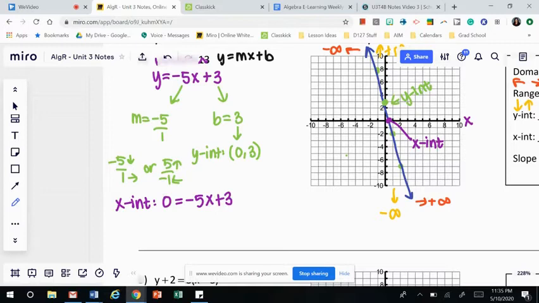So I'm going to try and get x by itself. We'll first subtract 3. So we have negative 3 equals negative 5x. And then divide by negative 5.